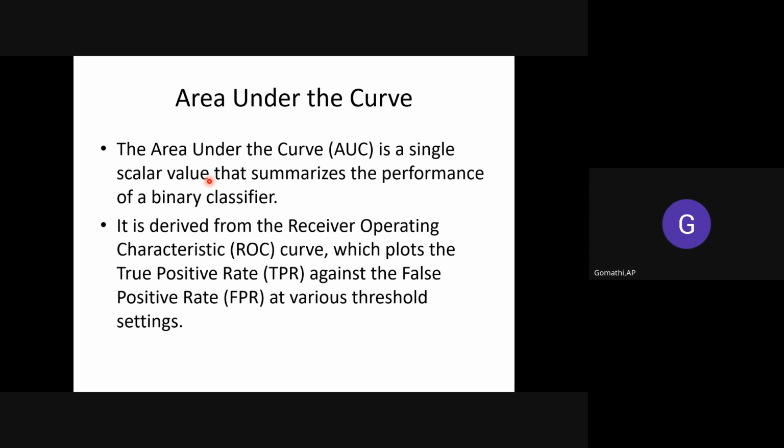So it is a metric. We can define it as a metric used to evaluate the performance of a binary classification model. It is derived from the receiver operating characteristic curve, which plots the true positive rate against the false positive rate at various threshold settings. If we want to draw the AUC curve, we should know what false positive, false negative, true positive and true negative are, then how to calculate accuracy, precision, recall and F1 score. These things are very, very important. After that, by using these measurements, we can draw the ROC curve. From that ROC curve, we can draw the area under the curve, that is AUC.